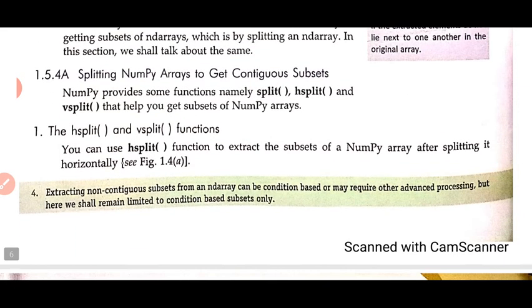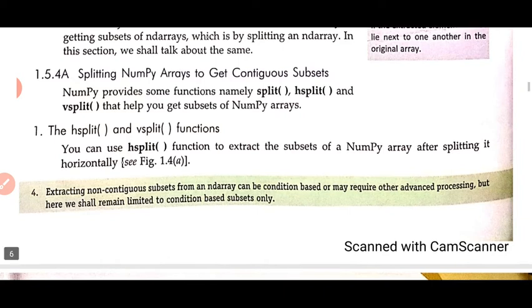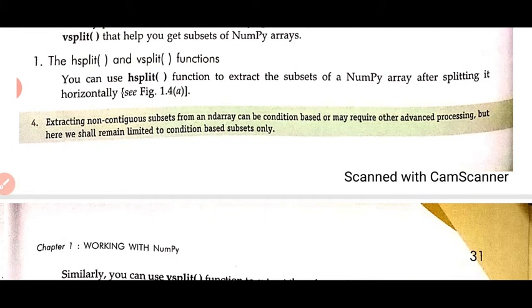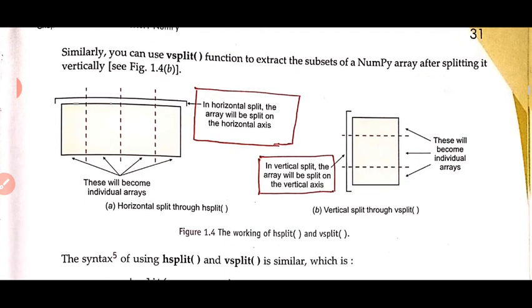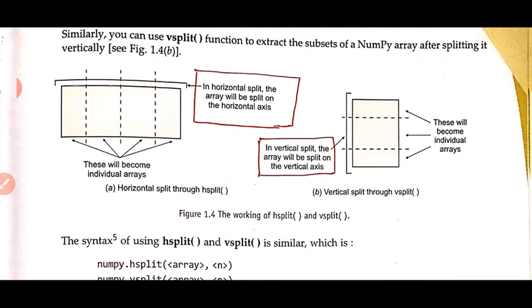Here you can see the split function, hsplit function and vsplit function listed. The first point is the hsplit function and vsplit function. With the help of an example we can see easily. In this picture, see, in horizontal split the array will be split on the horizontal axis, and in vertical split the array will be split on the vertical axis. By picture it is okay.